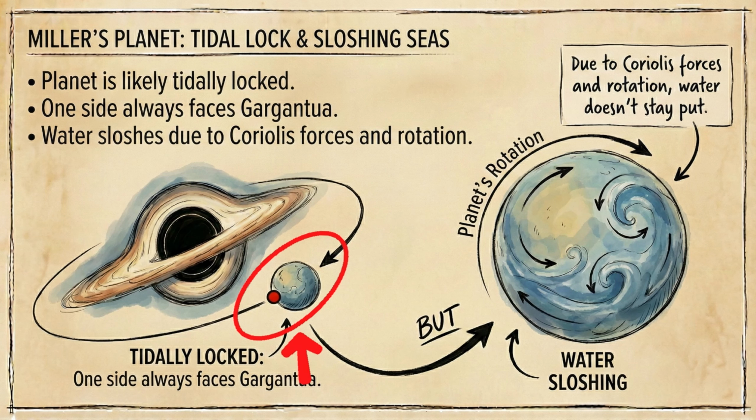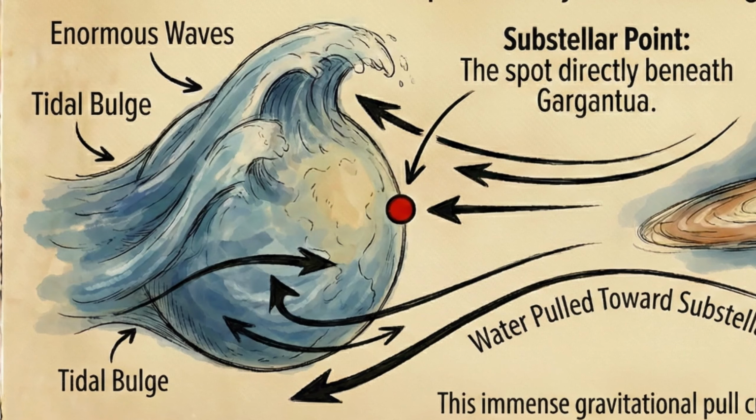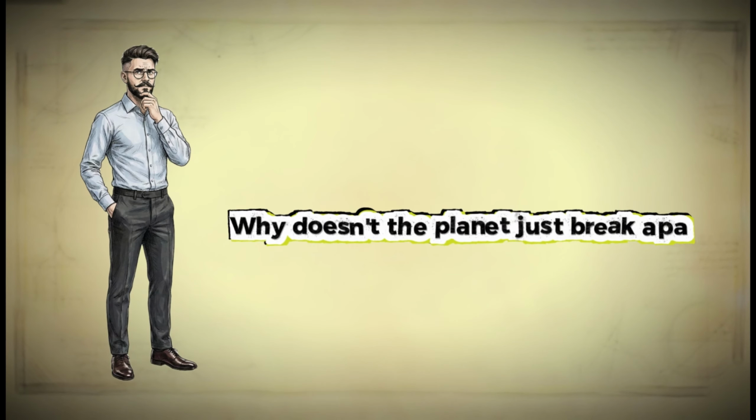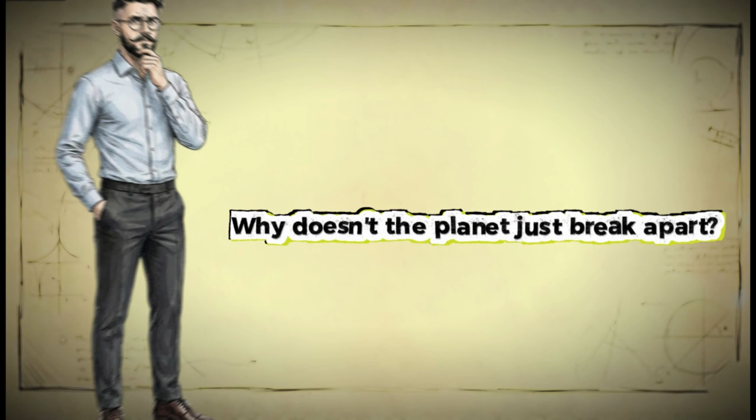The planet is likely tidally locked. One side always faces Gargantua, but the water is sloshing around due to Coriolis forces and the planet's rotation. Enormous waves form as water is pulled toward the substellar point, the spot directly beneath Gargantua. But here's the question we need to ask. Why doesn't the planet just break apart?